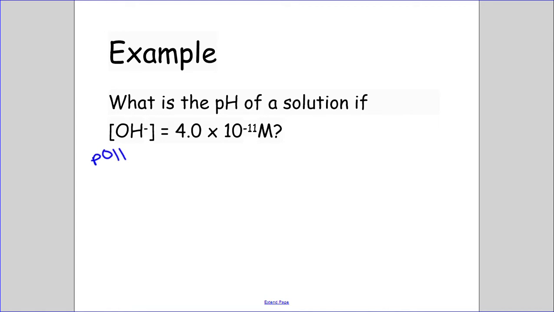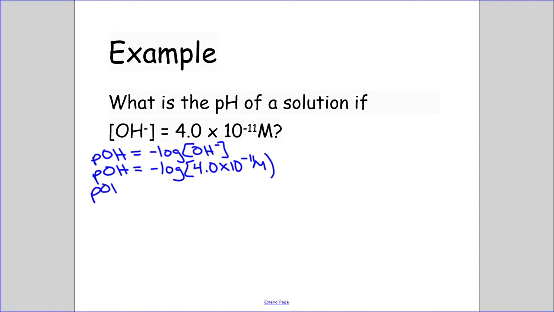So if we had a pOH value, the first step, the equation tells us that we have to use the negative log of our hydroxide ion concentration. So pOH would equal the negative log of 4.0 times 10 to the negative 11. And then our pOH value equals 10.39794. And because there's only 2 digits in our ion concentration, I know I'm going to have 2 here, but I'm going to keep all my values so I don't make any rounding errors.